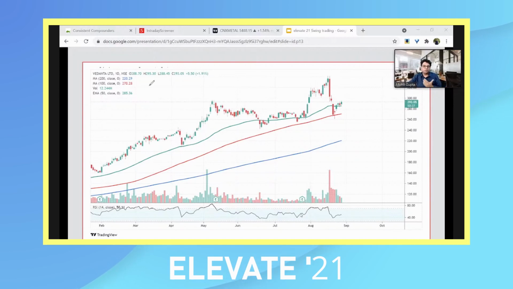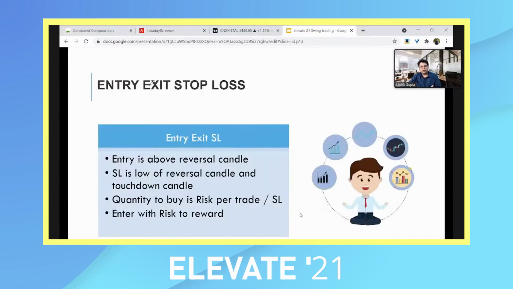So if you do pullback entry in fundamentally sound stocks, that is going to give you a very good risk to reward ratio. So your risk will be small and your potential reward will be high, right? This is a very basic trading setup. Entry, exit, stop loss. Entry is above the reversal candle, stop loss is the low of the reversal candle or one or two candles around the reversal candle, or touchdown candles you may call. The lowest of that you can keep as stop loss.